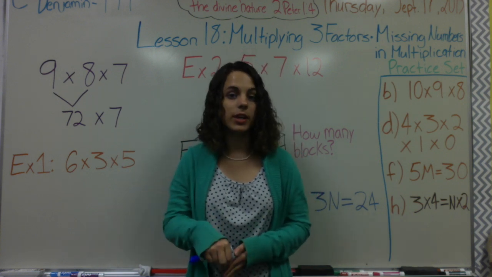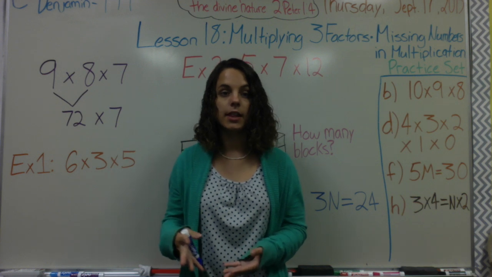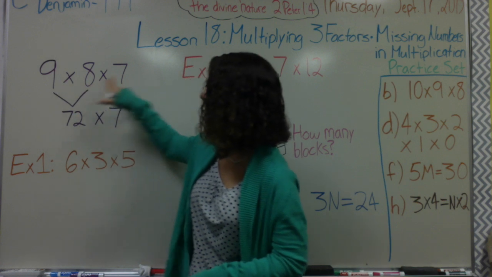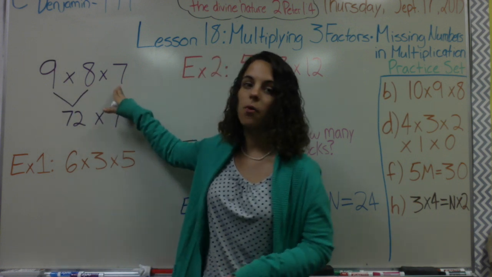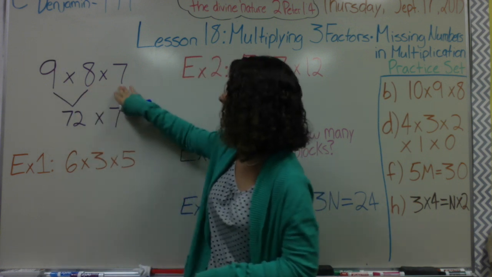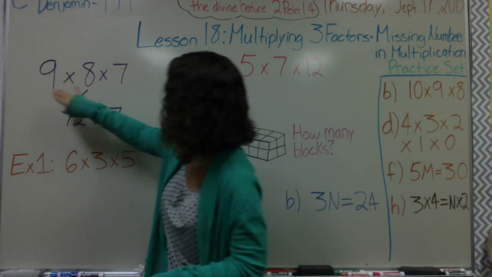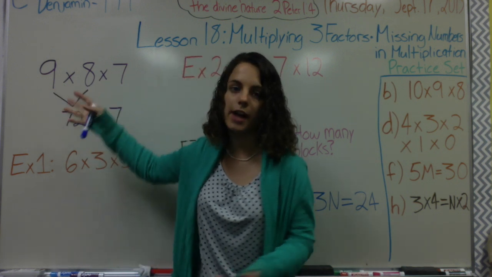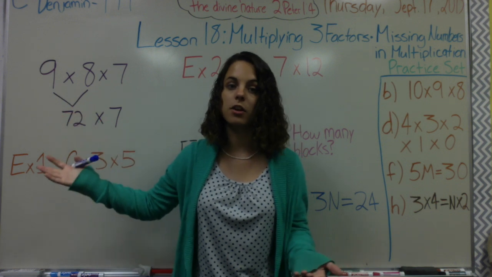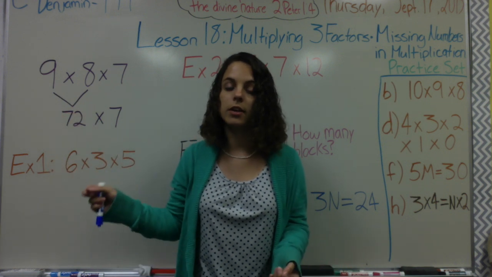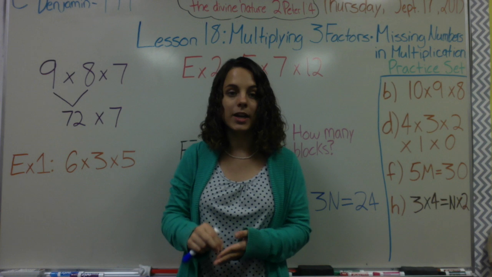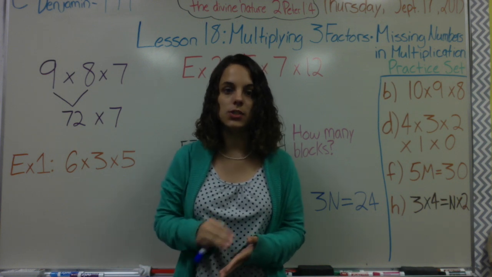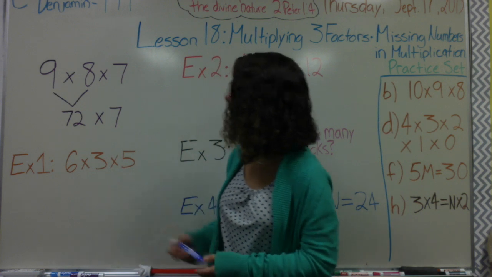One misconception that I've seen in the past is that when we have three factors that we're multiplying, I'm going to multiply all three of these together. Or maybe I'm going to do 8 times 7 is 56, and 9 times 8 is 72, and then add those together or multiply those together. Either way, your answer will be incorrect. So you do need to pay attention to how to solve three factors in a multiplication problem.